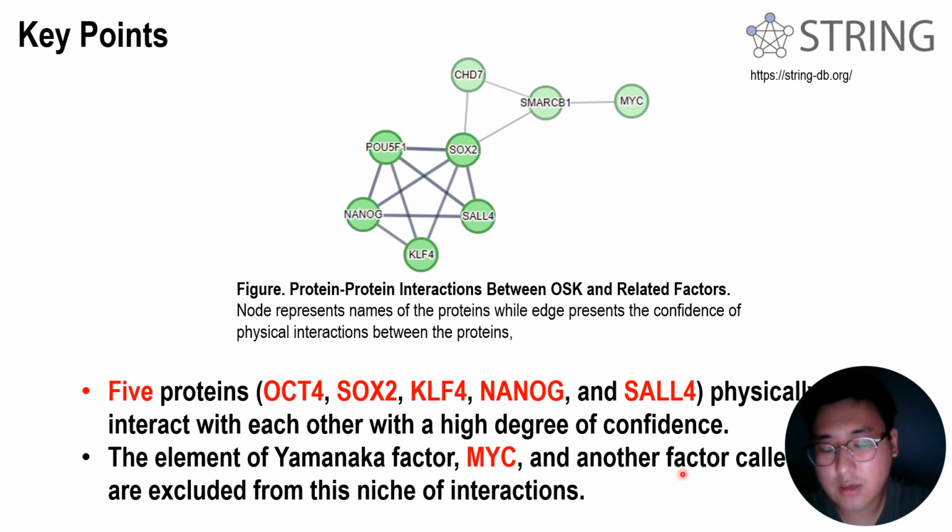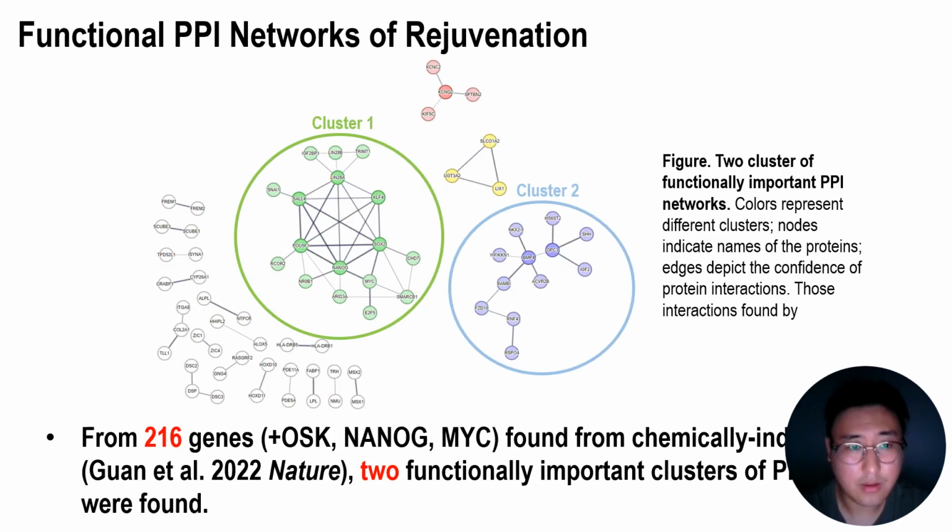And there's another factor, LIN28A, which was behind my face, and it is excluded from this niche of interactions. Okay, and this is actually the full picture. You can trigger the option in STRING so you can show the physical as well as functional. Functional is the broader term to show you the network, and this is a functional cluster, and you can actually see when I put in 216 of them, cluster 1 and cluster 2.